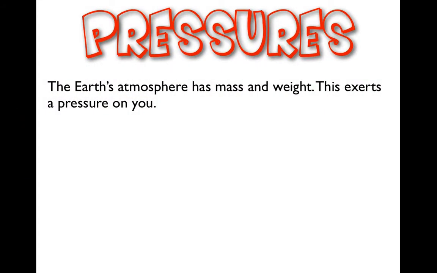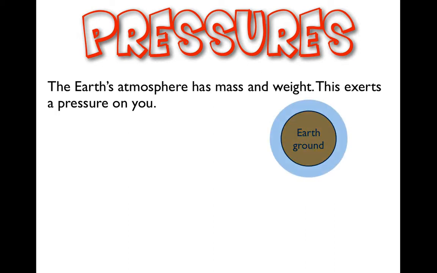So the Earth's atmosphere has mass. If it has mass, gravity pulls on it and that gives it weight. And that exerts pressure on you. So here's the ground of the Earth, and then here's all the mass around us due to the air, and that's being pulled downwards, and that gives it weight on top of us. So we call that 1 atmosphere of pressure, or 1 ATM.